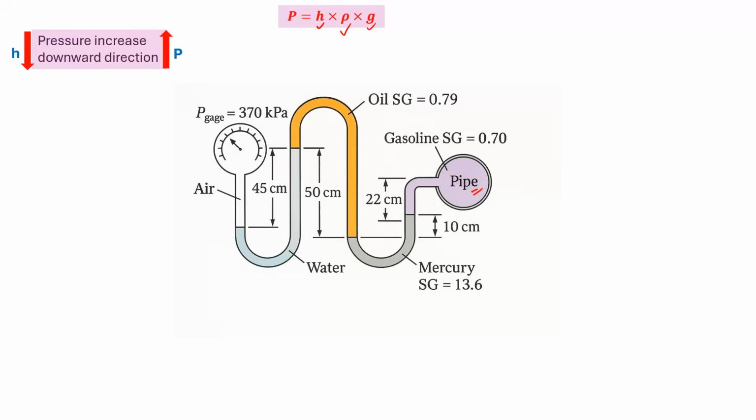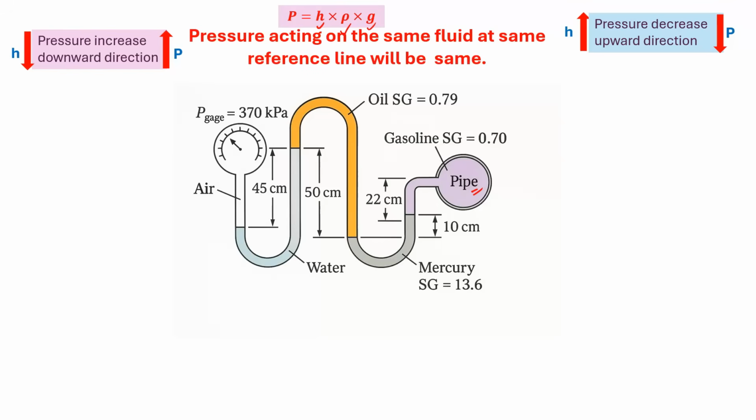Number one: when we move downward through a fluid column, the pressure increases. When we move upward, the pressure decreases. Along the same horizontal reference line in a single fluid, the pressure remains equal, meaning the pressure acting on the same fluid at the same reference line will be the same. Keeping this rule in mind, we can carefully calculate the pipeline pressure from the given manometer reading.